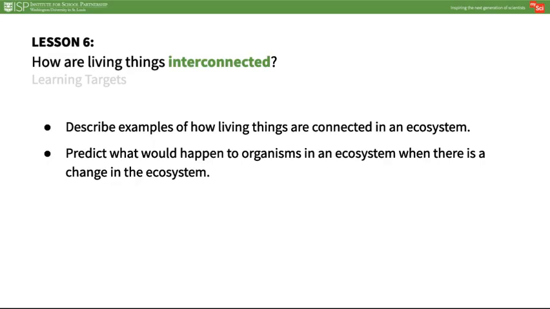By the end of this lesson, students will describe examples of how living things are connected in an ecosystem and predict what would happen to organisms in an ecosystem when there is a change in that ecosystem.